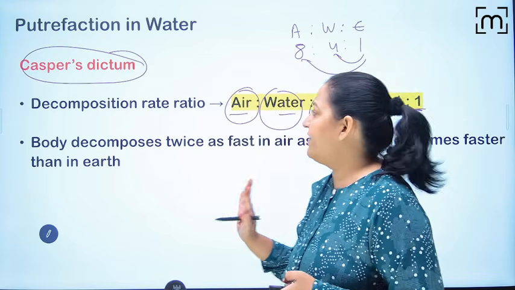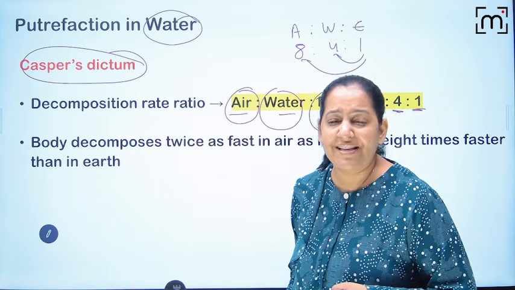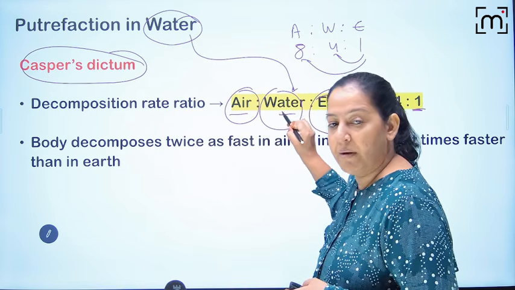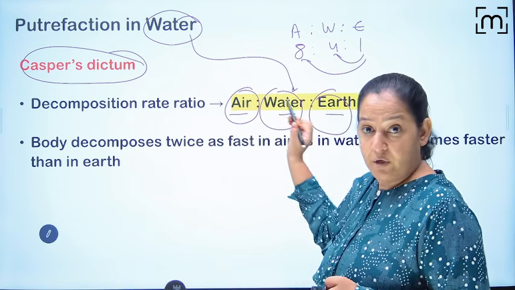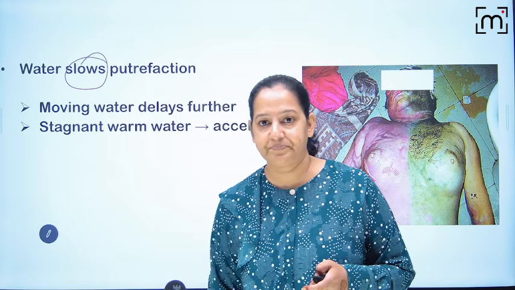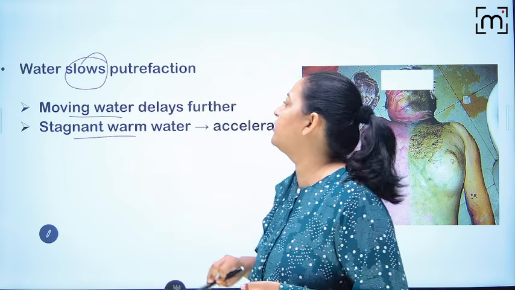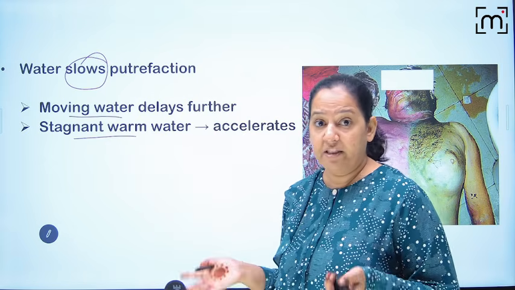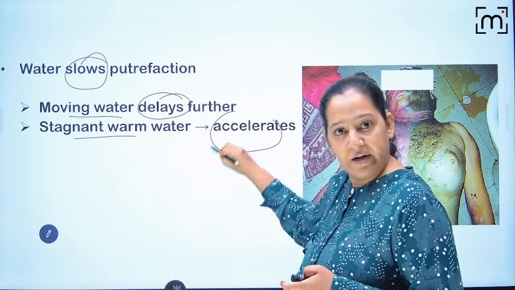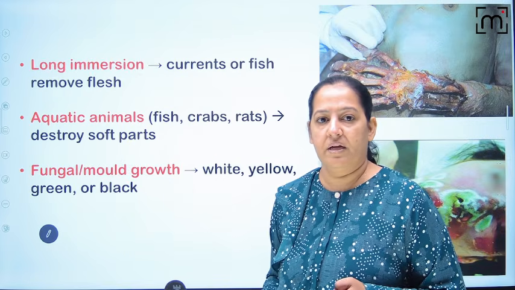Okay. So basically what we have learned, I'm interested in water. In water, putrefaction is fast or slow as compared to air? As compared to air it's slow, but as compared to burial it's fast. So water slows down putrefaction as compared to air. Now it depends: is it moving water or stagnant water? In the moving water, putrefaction is very delayed. In the stagnant water, it is relatively fast. So that is regarding the water.